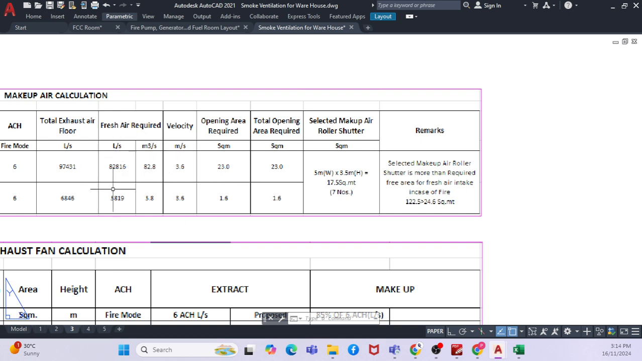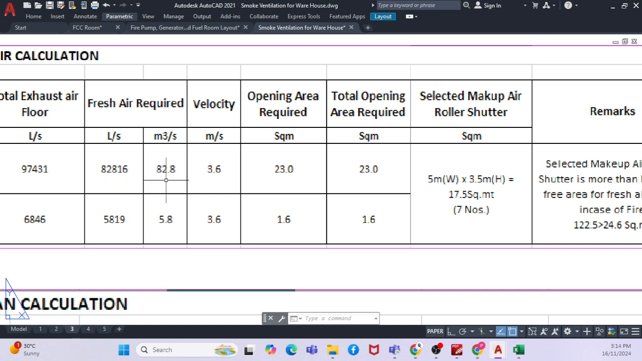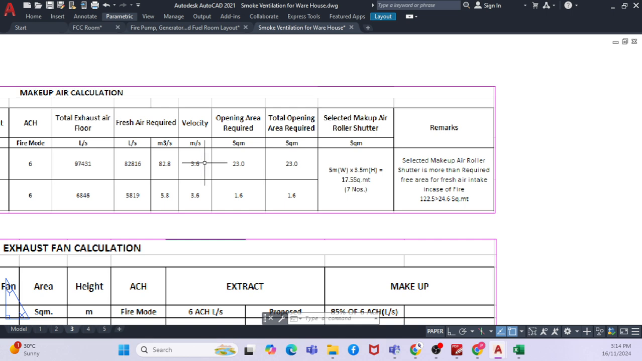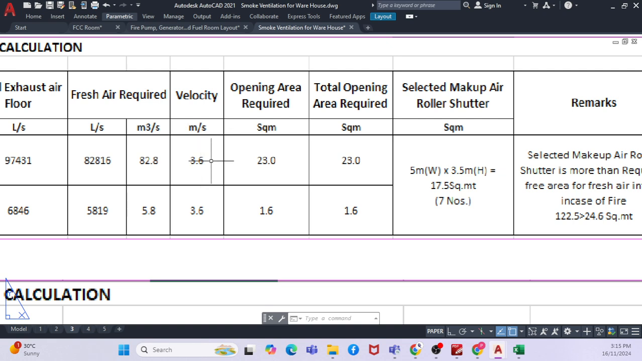If for example, looking at this, the total makeup air required is say 816 liters per second, you would divide it by the number of roller shutters you have, and try to see if it is more or less. If it is less, you might have to supplement with an external mechanical fan. In this case, you require fresh air of 82.8 meter cube per second, right? And the velocity, how much air will be coming from outside, is normally 3.6 meter per second as a wind speed, right?